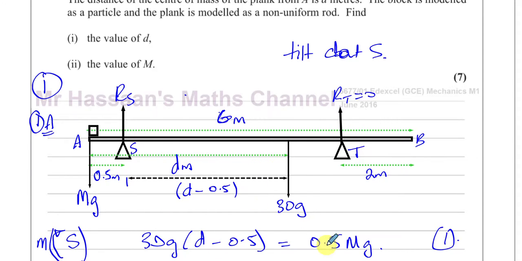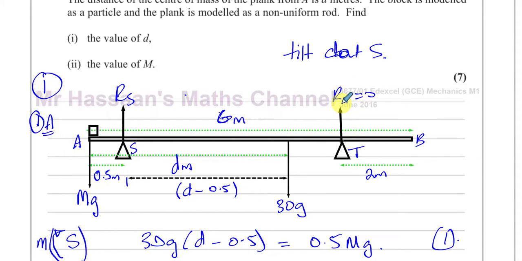That's why the clockwise moments and the anti-clockwise moments are equal to each other, because it's still in equilibrium. Anything that's in equilibrium, the sum of the moments about any point is always going to be equal, so they cancel each other out. But it's just about to tilt. That's why the reaction here, we take it as 0.